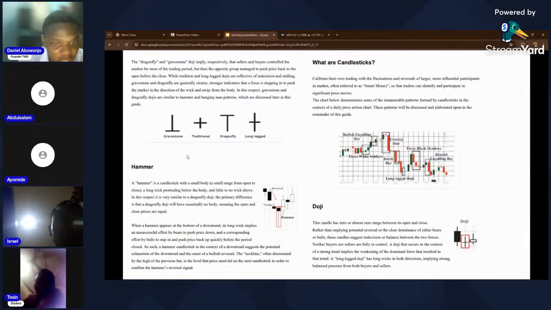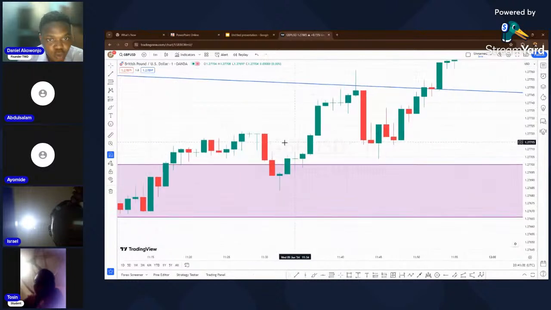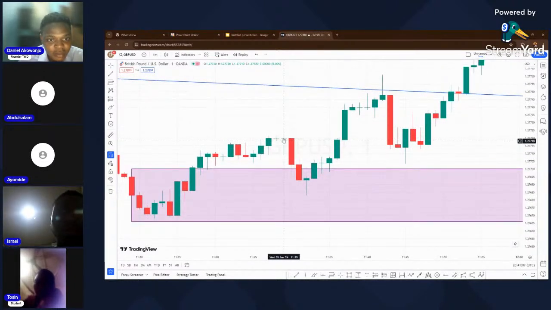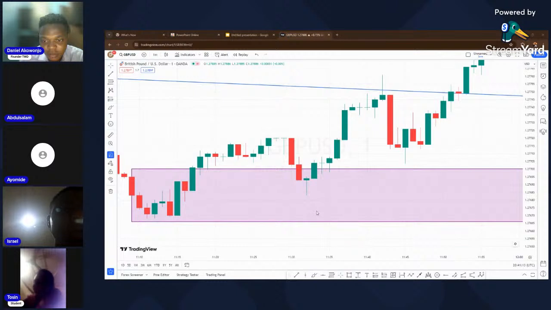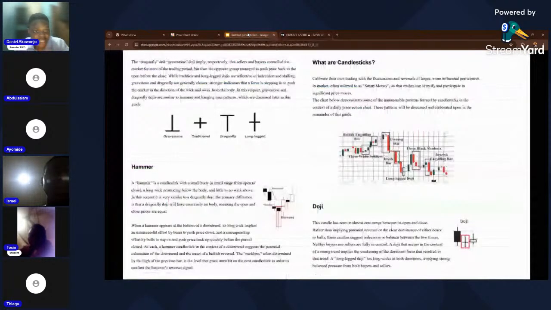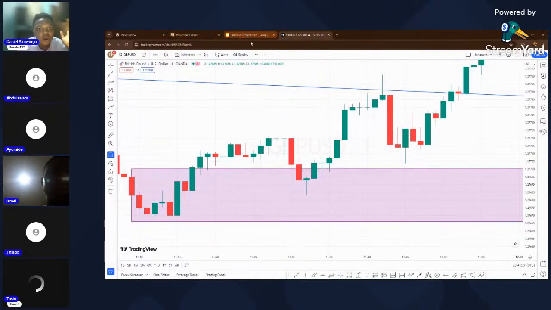So what does this really imply? Gravestone and dragonfly. Let's go and look for them in the charts. If we see any of them here, good. Can you see this one now? What's the name of this candlestick? Dragonfly. Okay, good. Clearly we understand that this is a dragonfly candlestick.